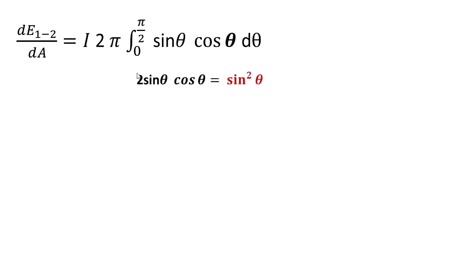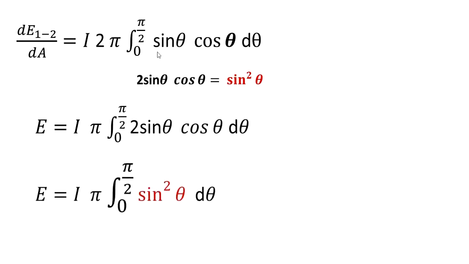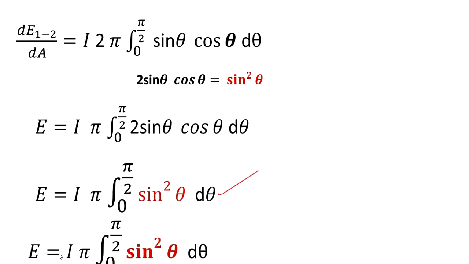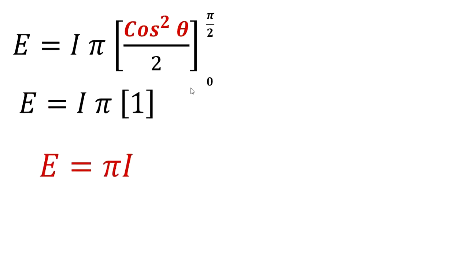Again I will take 2 inside, then 2 sin theta cos theta. Therefore 2 sin theta cos theta is equal to sin 2 theta. Then pi I, 0 to pi by 2, and then E is equal to I pi, integral 0 to pi by 2 of sin 2 theta d theta. E is equal to pi I times cos 2 theta divided by 2. And then we put the limits 0 to pi by 2. Therefore E is equal to pi I. This is the relation E is equal to pi I, the relation between the emissive power and I.